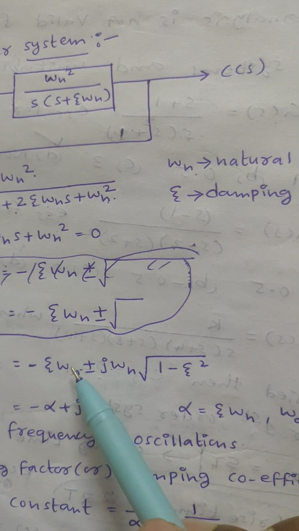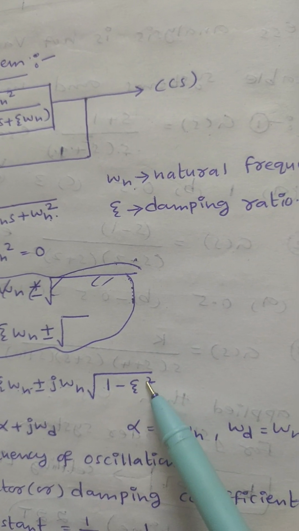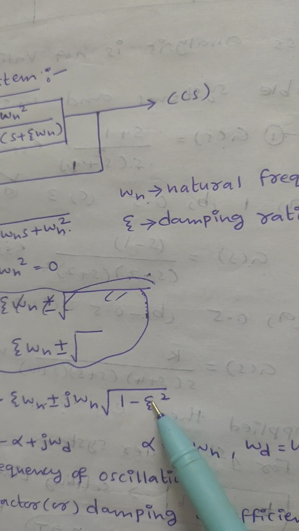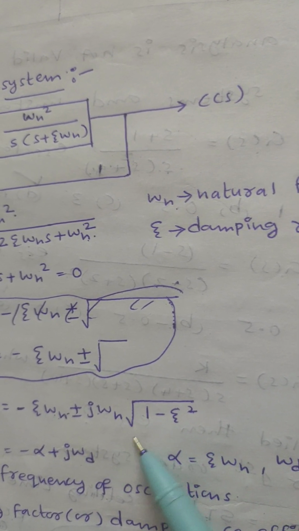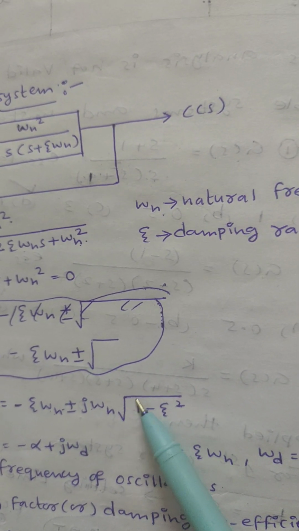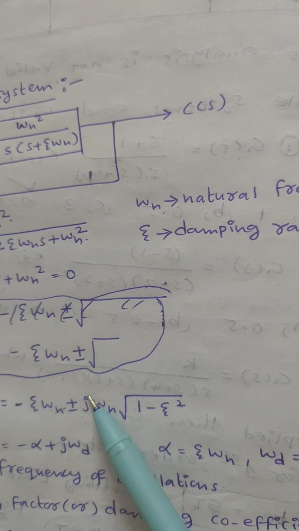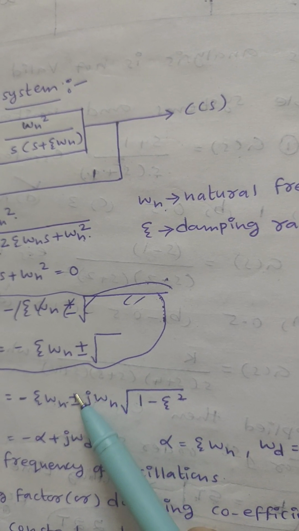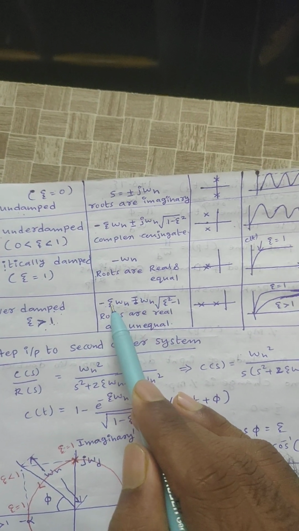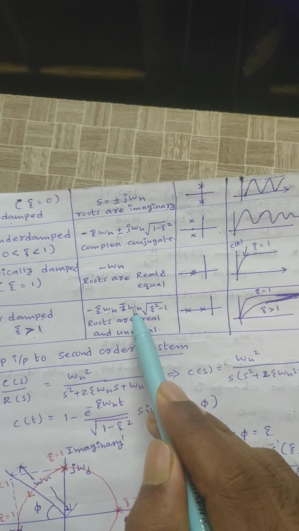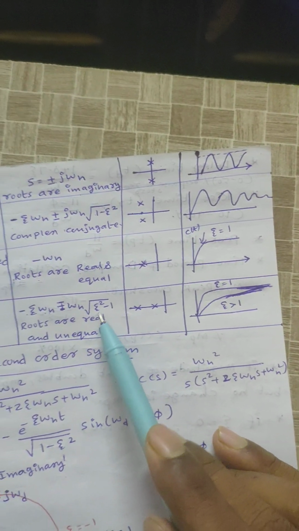The roots are minus omega n plus or minus j omega n into under root of 1 minus zeta square. Since zeta is more than 1, for example 1.2, 1 minus 1.2 whole square gives minus 0.44, so you get minus j square, where j times j square is again minus 1. That means the roots are minus zeta omega n plus or minus omega n into under root zeta square minus 1.